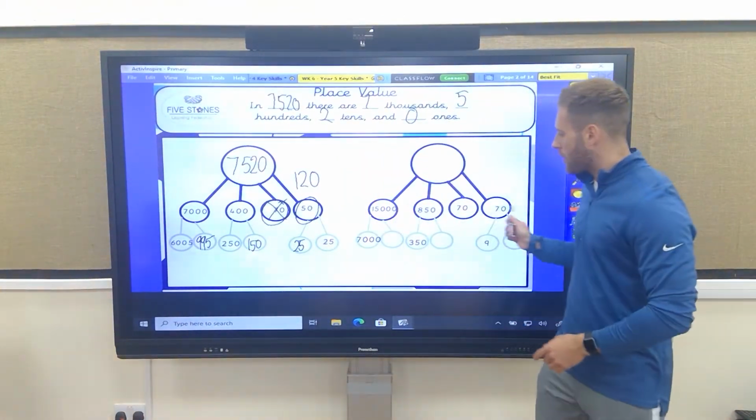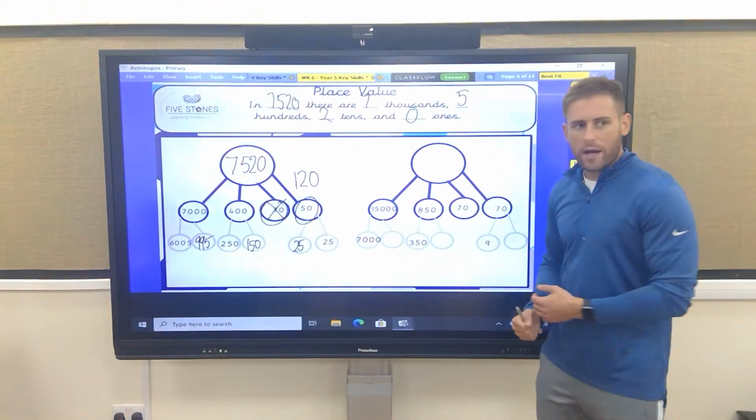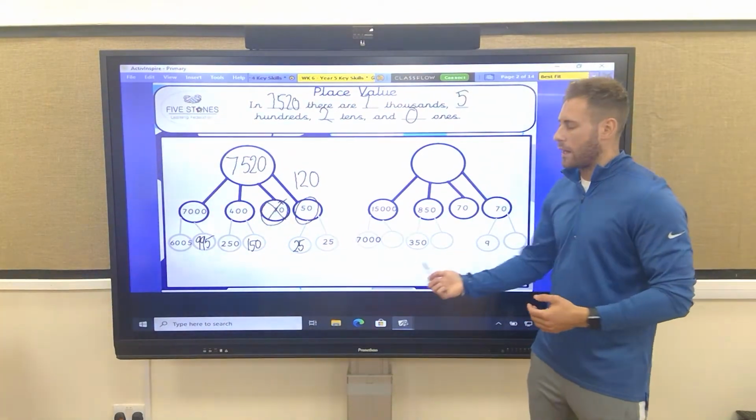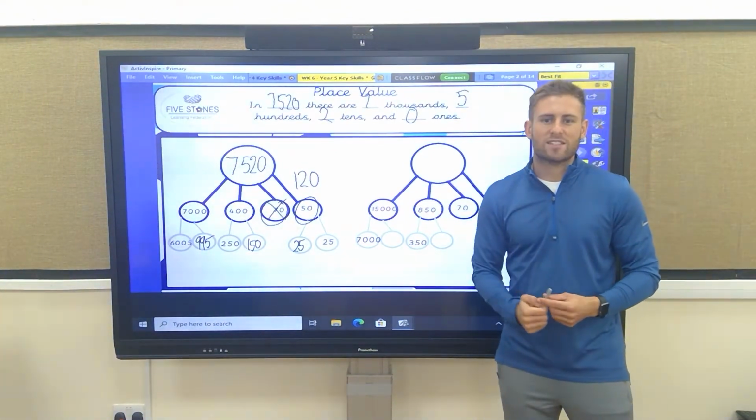Think carefully about the parts we have. The smaller parts we have to then help you get to the whole and the missing parts. Pause the screen, give yourself some work time now.